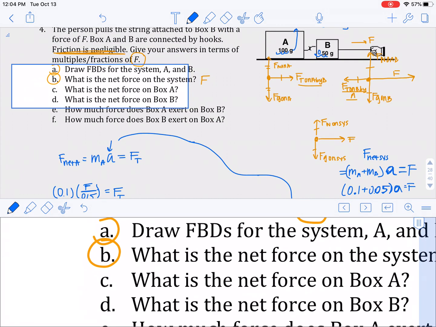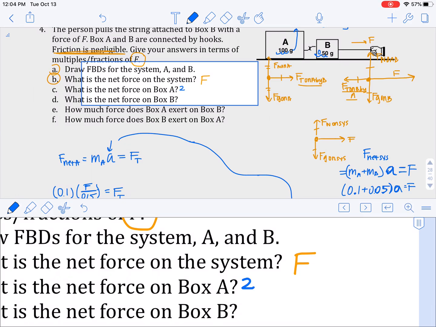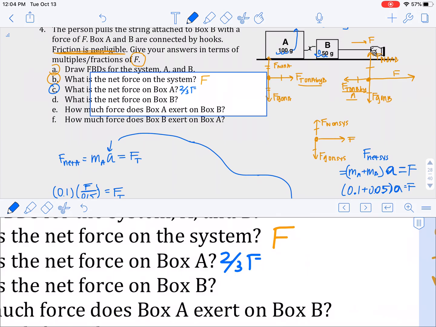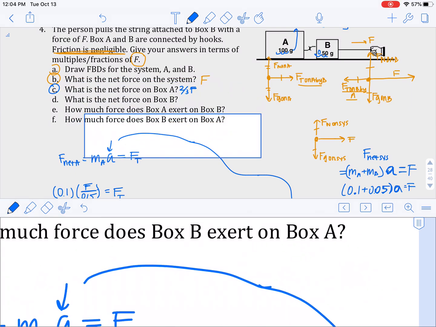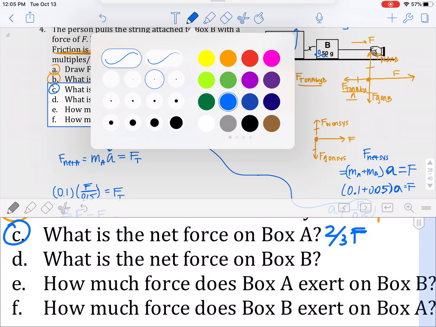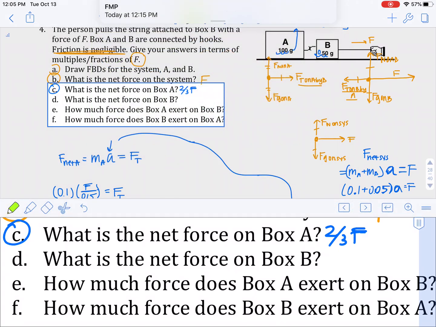So my answer for what is the net force on block A? 2/3 F. Okay. Now, what is the net force on box B? That's my next question. And I'm going to do it similarly. So I'm going to look at D.